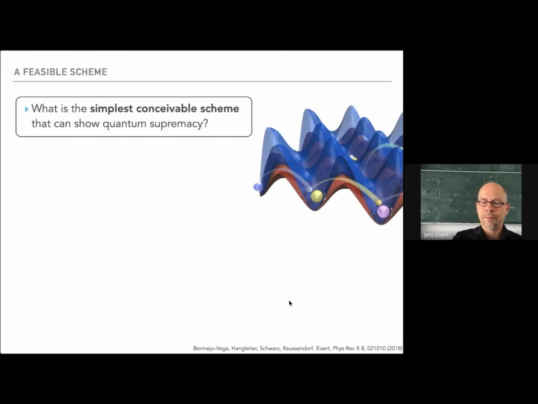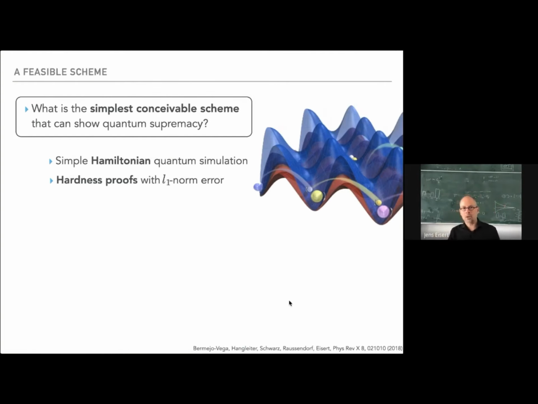increasingly simple and interesting. What we wanted is to have a simple Hamiltonian quantum simulation, or a flavor of a Hamiltonian quantum simulation, at least from the perspective of a physical necessity in the lab. But it should still come along with hardness proofs with an L1 norm error in the right sense. And we cooked up a couple of schemes of that type.